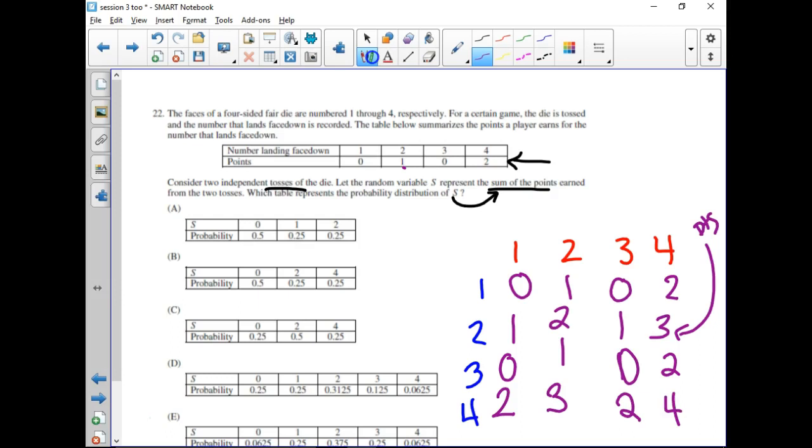All right, so we need to look at the purple. That's what we care about. That's what the distribution of S is. So right away, what can I cross off for my answers? If the distribution is about the points that I'm getting, not necessarily what is landing with my dice, I can cross off the top 3. Why can I cross off the top 3? These S's are my points, right? So 0, 1, 2 is missing 4 and a 3-pointer. 0, 2, 4 is missing a 1 and a 3-pointer. And 0, 2, 4 again is missing a 1 and a 3-pointer.